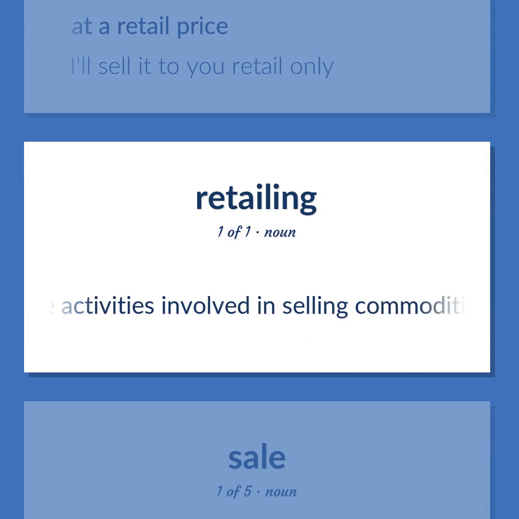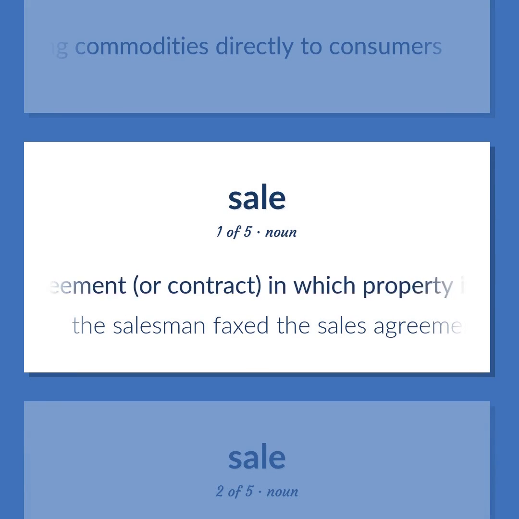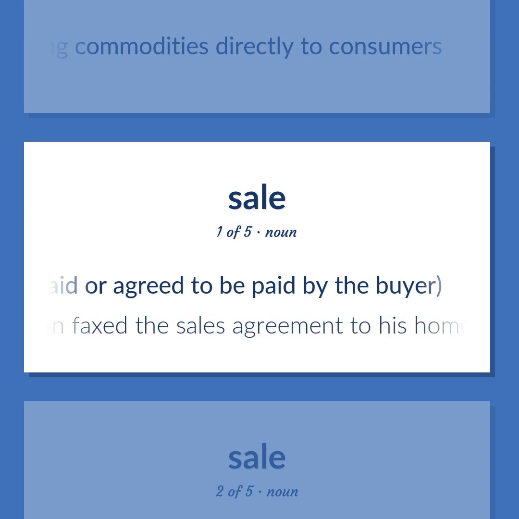The activities involved in selling commodities directly to consumers. An agreement, or contract, in which property is transferred from the seller, vendor, to the buyer, vendee, for a fixed price in money, paid or agreed to be paid by the buyer. The salesman faxed the sales agreement to his home office.